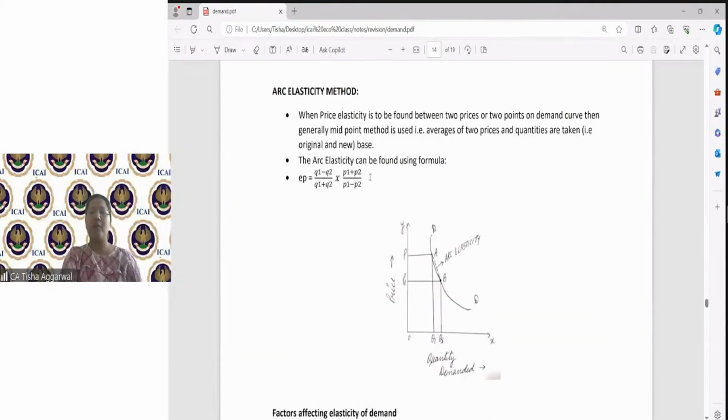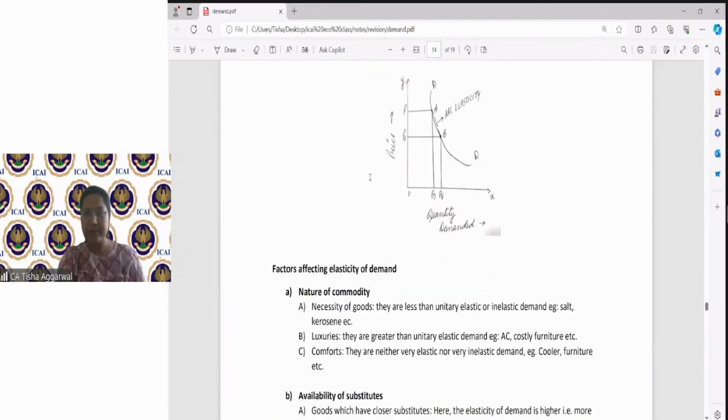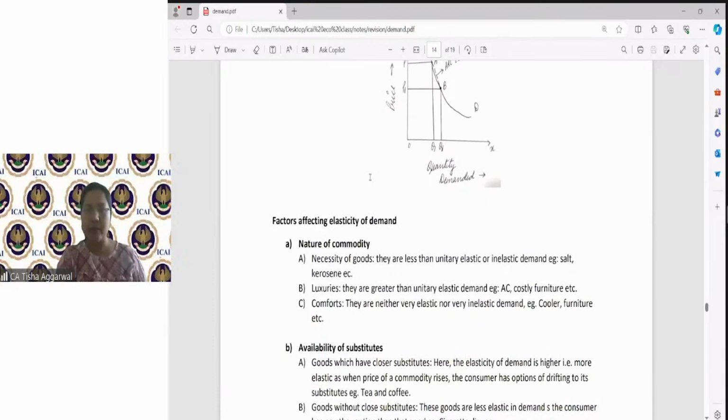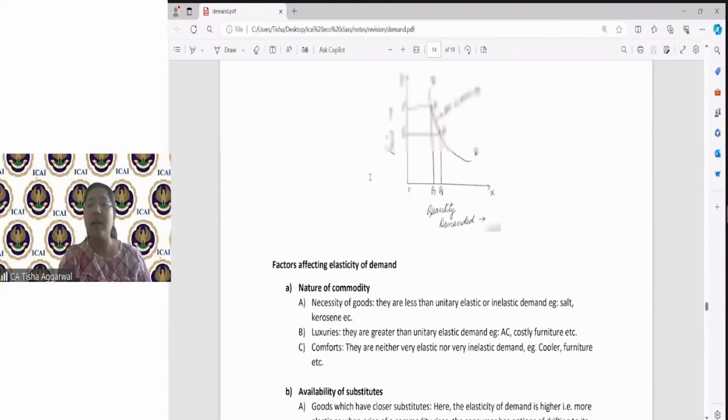Next, you write the formula of arc elasticity. And in the arc elasticity method, we find out about the quantity and the price and the averages, etc. Okay. You can freeze it. I hope it is clear up till here.